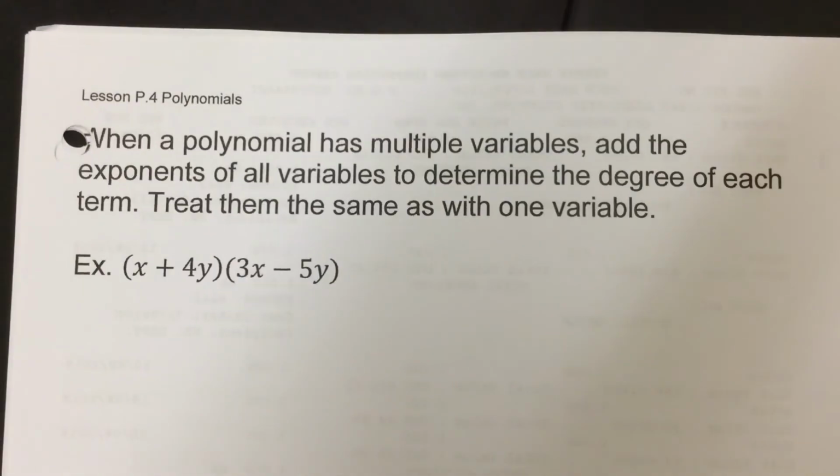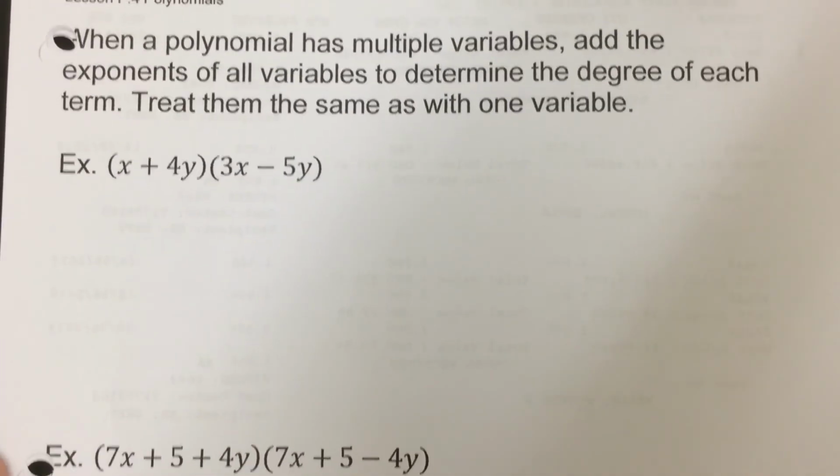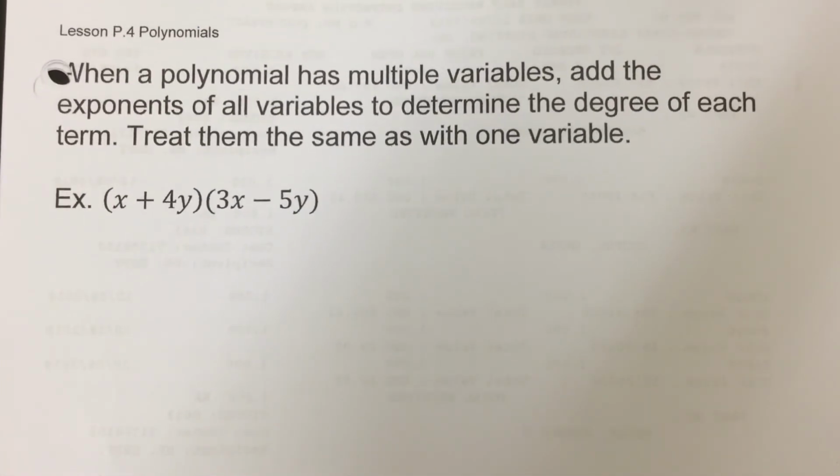Now, when polynomials have multiple variables, you're still going to add the exponents of the certain variables. So when you're multiplying, you're still adding the exponents of like variables. But when it comes to degrees, you're going to add all of the variables in that term. It doesn't matter what the exponents are, it doesn't matter what the variable is.